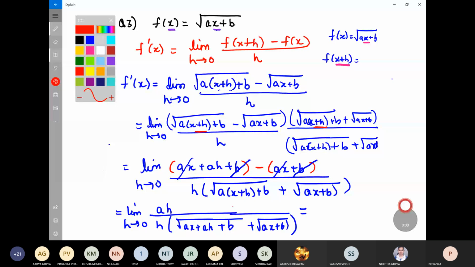ठीक है? So now if you have reached till here, so you can see h cancel हो रहा है, h cancel कर दिया. Now your question is reduced to जो भी हम cancel कर सकते थे, factorize, rationalize हमने कर लिया है. Now we will substitute the limit. So now you can substitute h tends to 0, मतलब h को 0 put कर लेते हैं. So a में तो h है ही नहीं, तो a as it is. नीचे जहाँ भी h है वो term 0 हो जाएगा. So here we have h, so this will become 0. So you have root of ax plus b plus root of ax plus b, which you can write as 2 into root of ax plus b. This is your derivative.